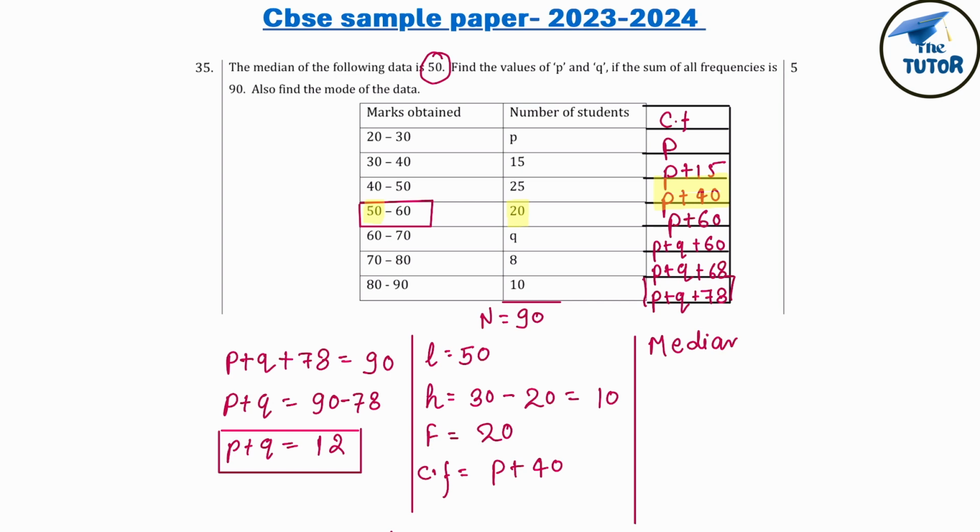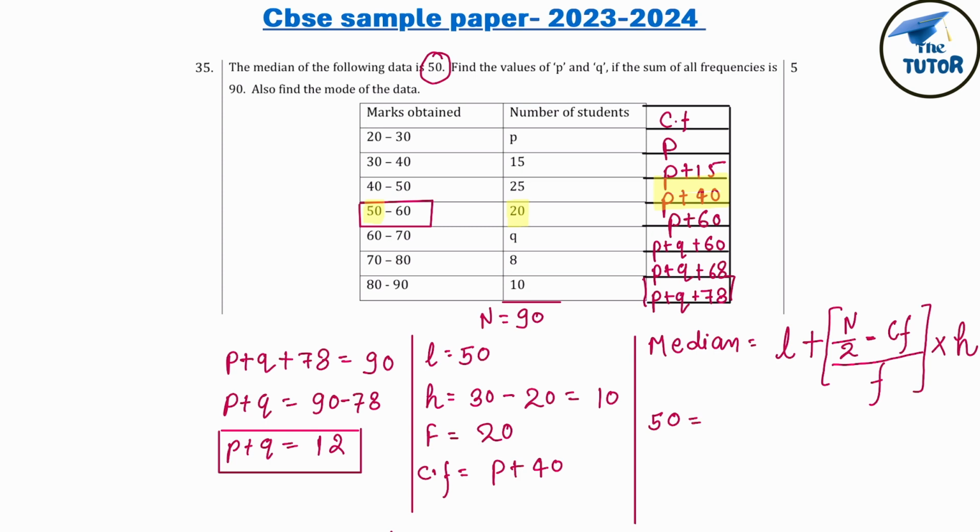Now look, we have to figure out the formula of median. I think you already know, that is L plus of n over 2 minus CF, cumulative frequency, and this whole thing will be divided by the frequency of the median class and also multiplied by h. Okay, fine, let's put the values. You already know what the median is, right? It's given in the question.